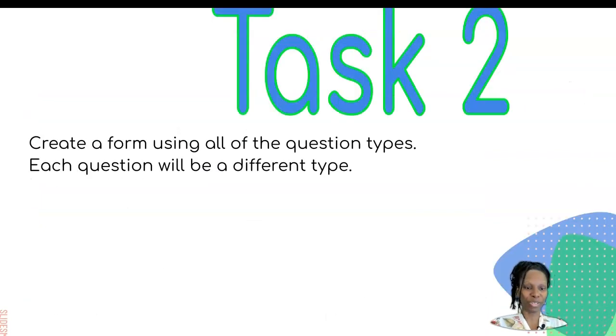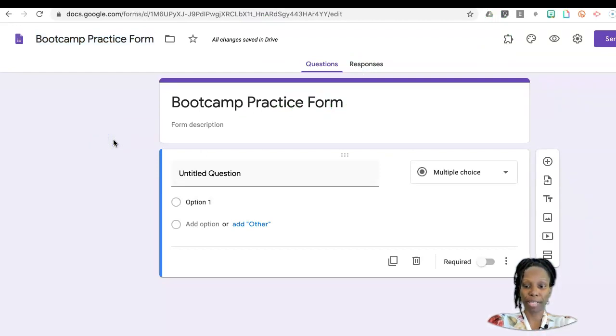So task 2. We created a Google form already, and we called it Bootcamp Practice Form. Now we're going to create a question for each of the question types that are available in Google Forms. So let me show you how to do that. So here's my practice form that I created.